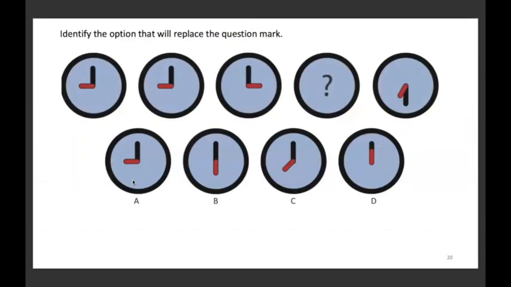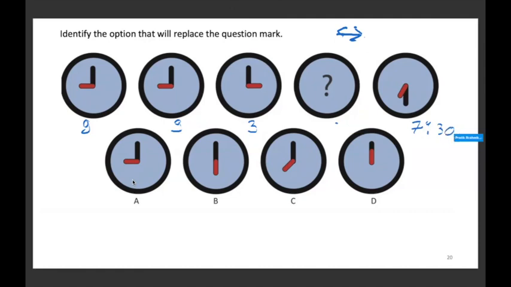A sequence here is again provided, which may be moving like this or the other way around. Either way, you have to identify the option that will replace the question mark. Here, if you look at the time, this is 9, this is 9, this is 3. We don't know what comes here, and this is 7:30.